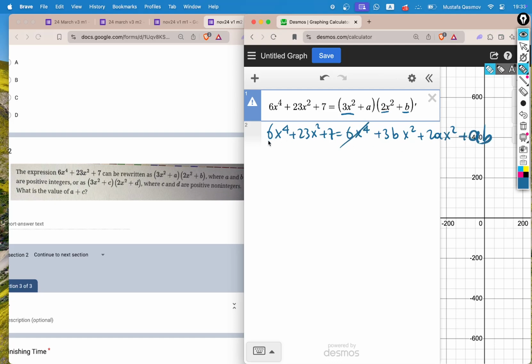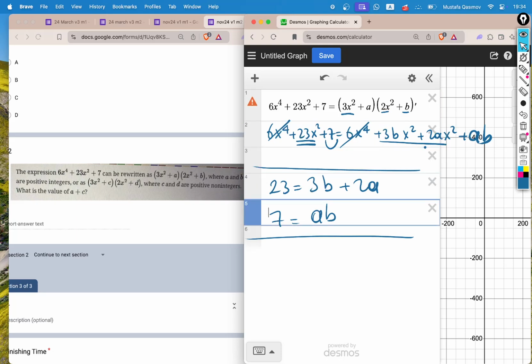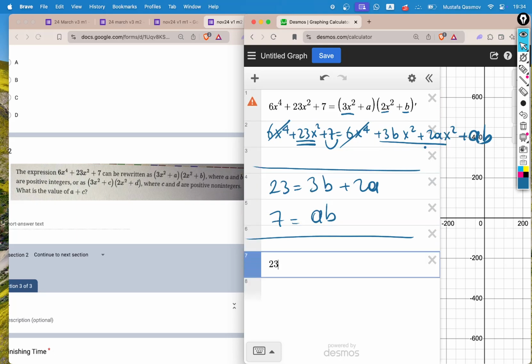Here we can eliminate this part. Then we can say that coefficient of x square, 23, is equal to 3b plus 2a. And 7 is equal to ab. From here, let's say a is x and b is y.